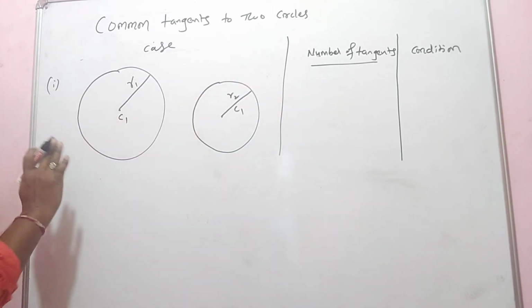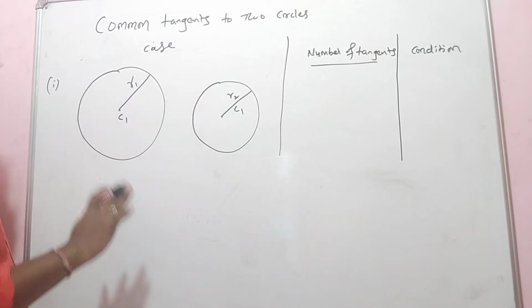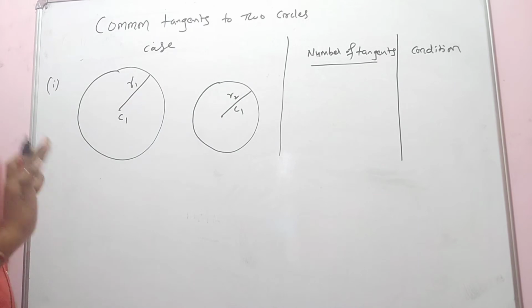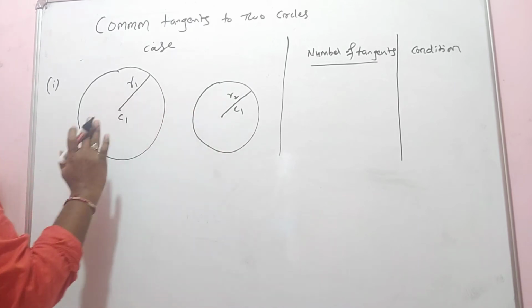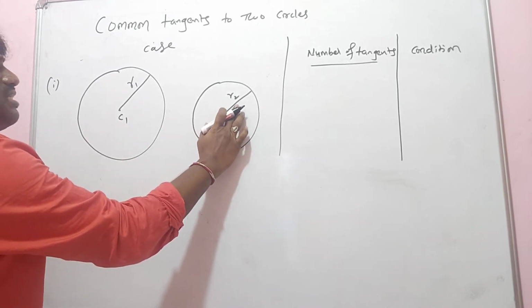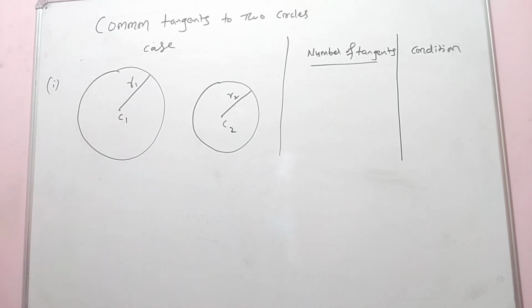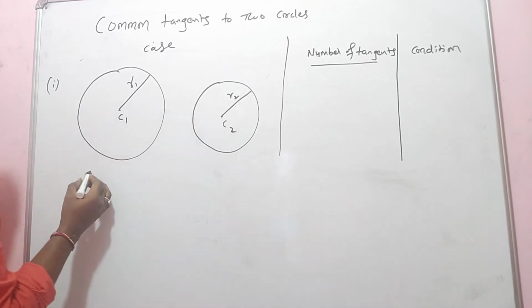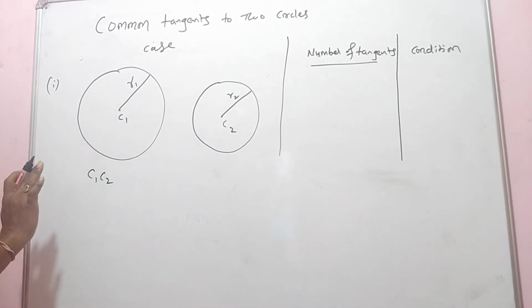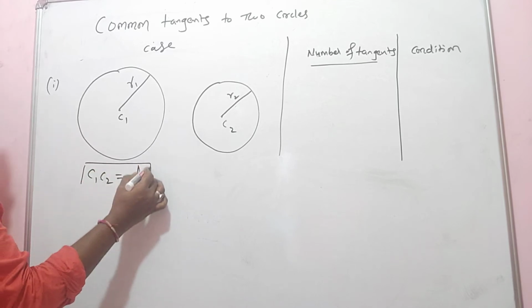Remember that. The first case is when both the circles are not touching at all. They are a far distance away. Let C1 be the center 1 and C2 the center 2 for both the circles. So the distance between C1 and C2 we write as C1C2. You can also take it as D, there is no problem at all.